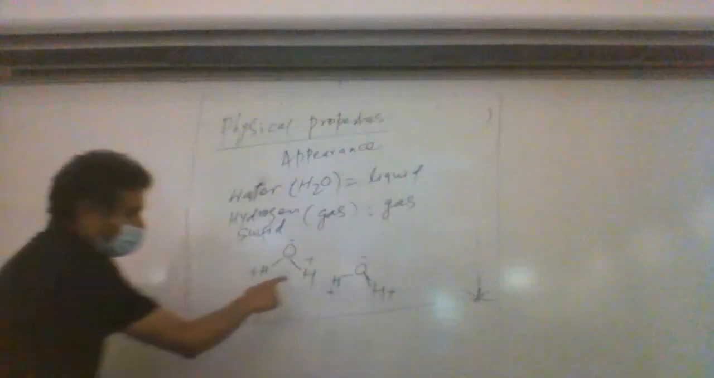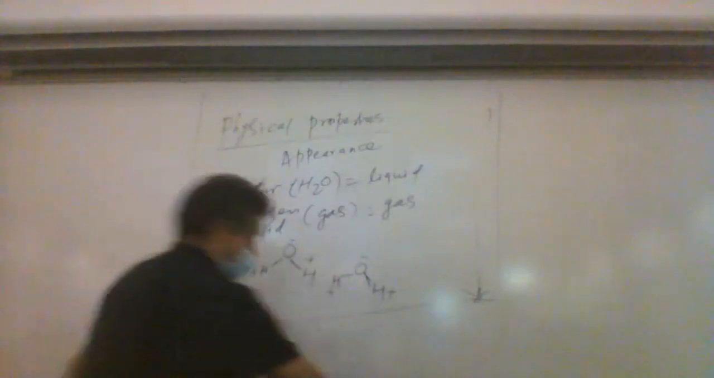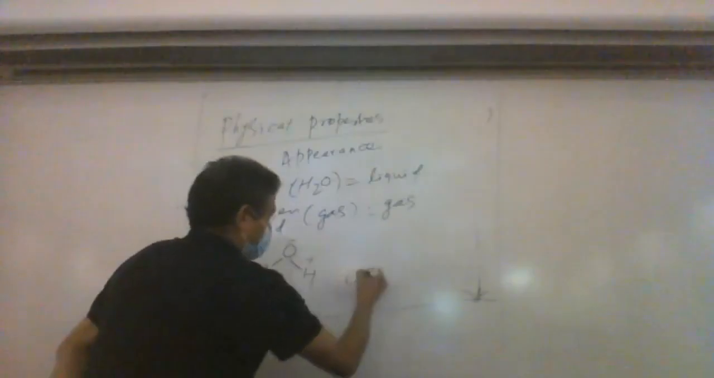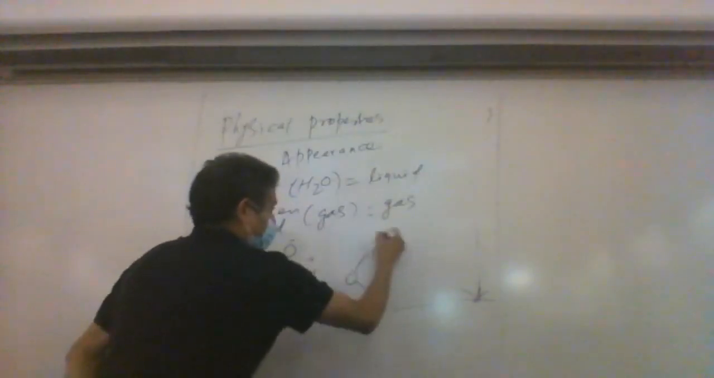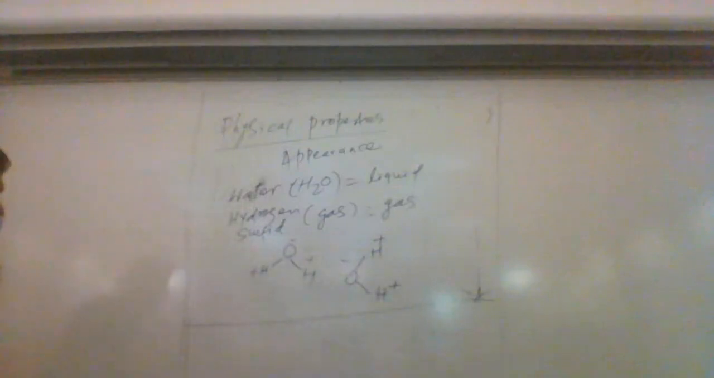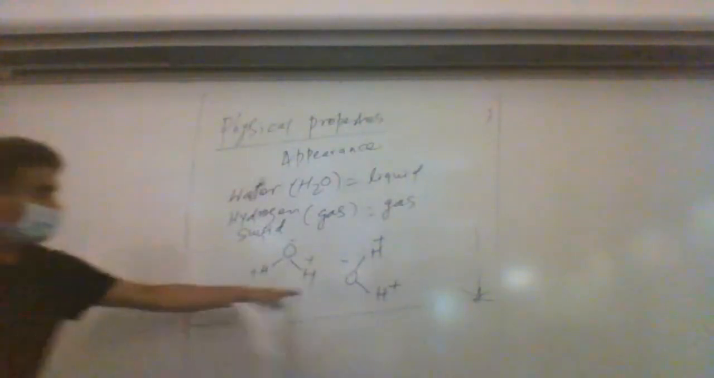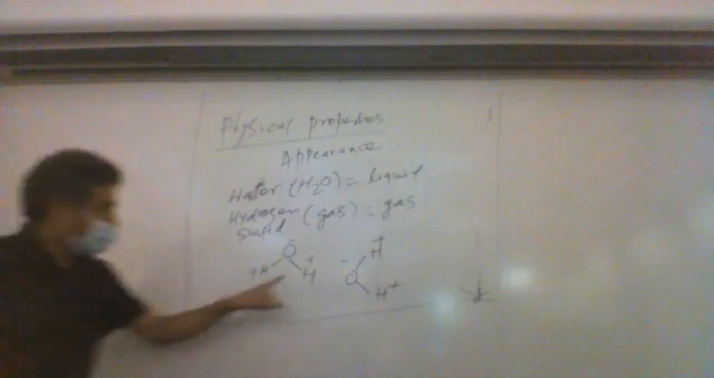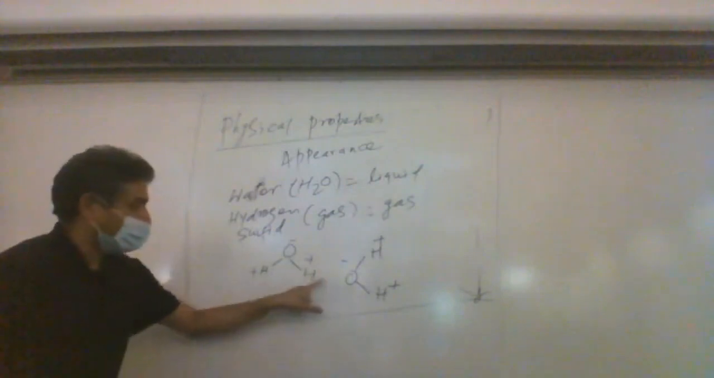Now one molecule, oh sorry, I wrote it the other way. I should have written it this other way, sorry. Like this. You see, oxygen has negative charge, hydrogen has positive charge. So I am just writing two molecules. Now this part has positive, this has negative.